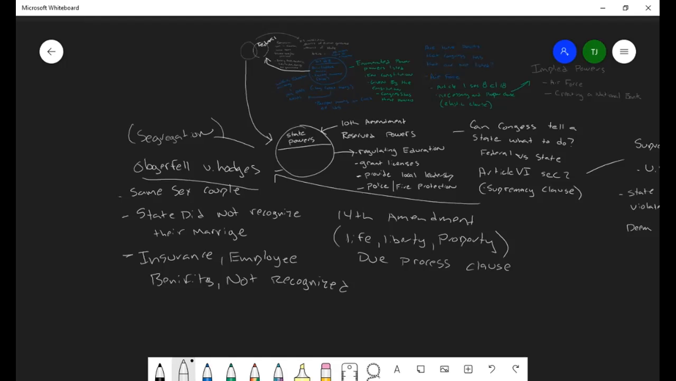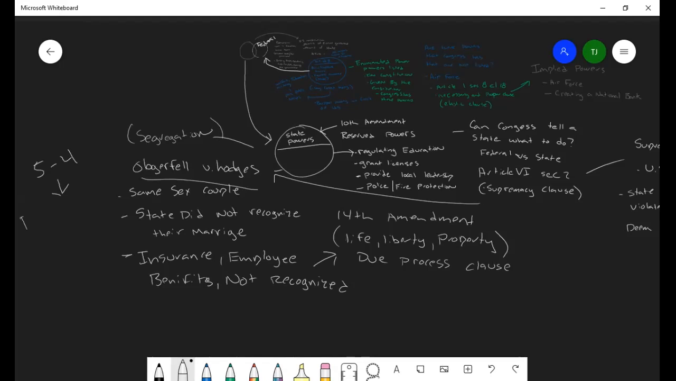Okay. Is this a conflict with the due process clause of the 14th Amendment of life, liberty, and property? Yes. Okay. In a 5-4 decision, there are actually 4 different dissents. The Supreme Court ruled that denying, oh, I spelled deny wrong today.